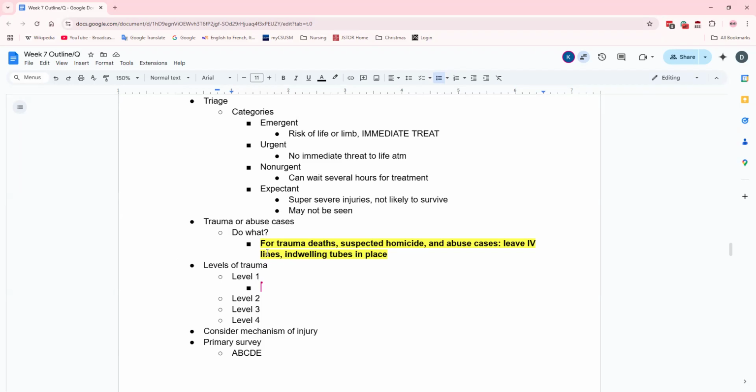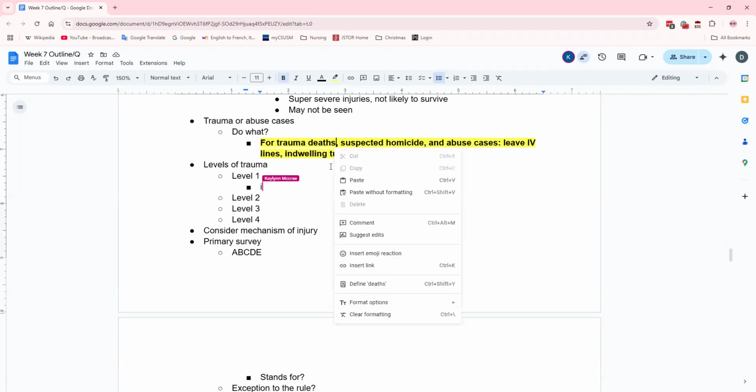This is just really general. I'm going to kind of just run over it really quick. Level 1 trauma is your highest level of care.